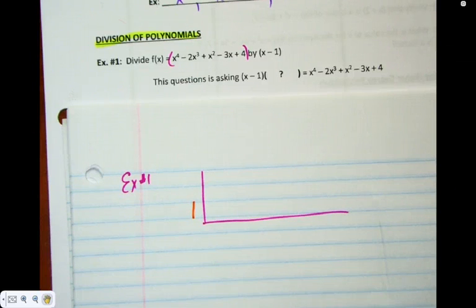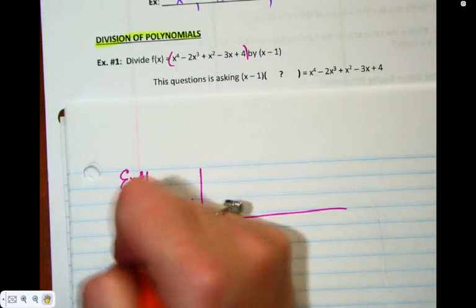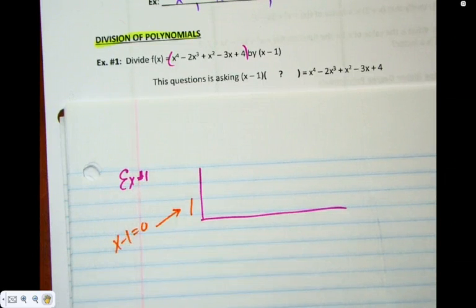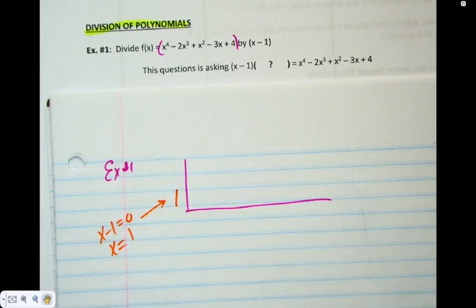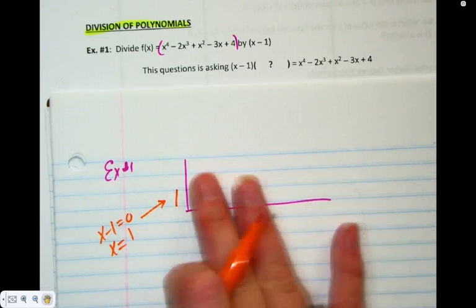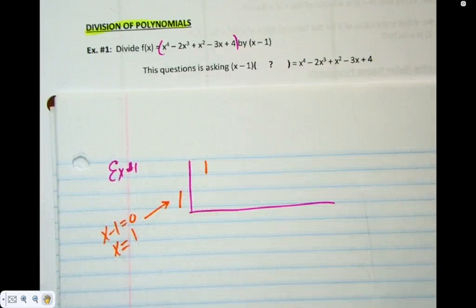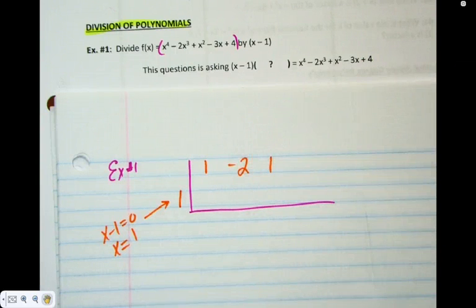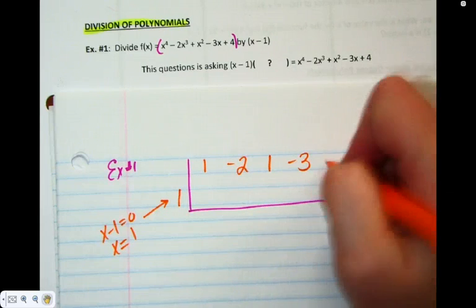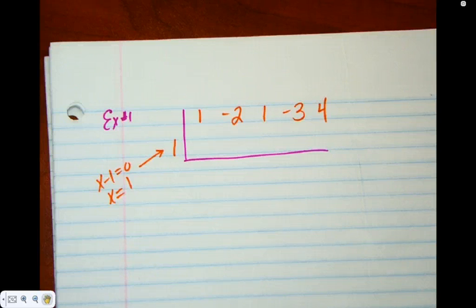I heard somebody say a 1 on the side. Tell me why. Because x minus 1 equals 0, and we solve for x. X equals 1. So that comes from the binomial that we're dividing by. Yep, the coefficients of the polynomial. So the first coefficient we see is the next one, the next one, the one after that, and the very last one is? Okay, walk me through the rest of it.